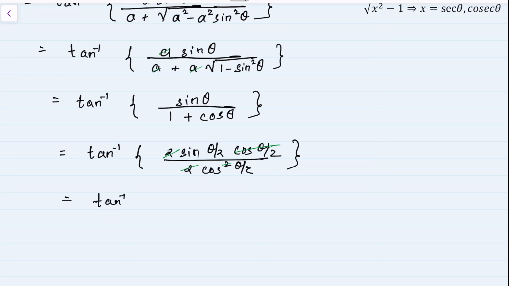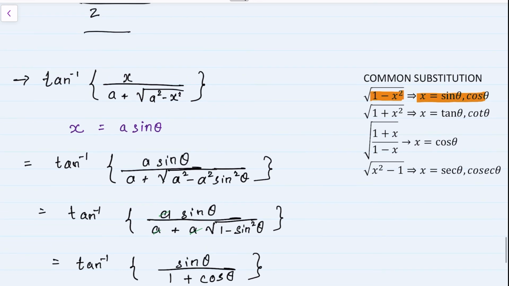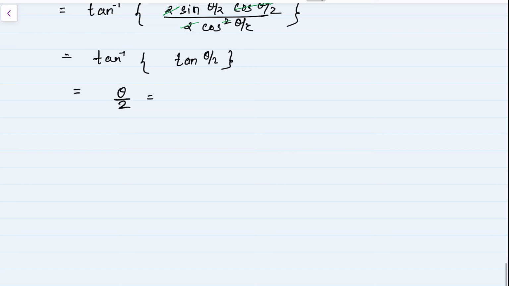And finally we'll get tan inverse of sine theta by 2 upon cos theta by 2, which becomes tan theta by 2. Now tan inverse and tan can be removed and we can take theta by 2 outside. So our answer would be theta by 2. But since theta was our substitution, we will resubstitute in terms of sine inverse. So x is equals to a sine theta, we can say x by a will be equals to sine theta, and now we can say theta is nothing but sine inverse of x by a. So we'll substitute here sine inverse of x by a. Our final answer would be sine inverse x by a whole by 2.